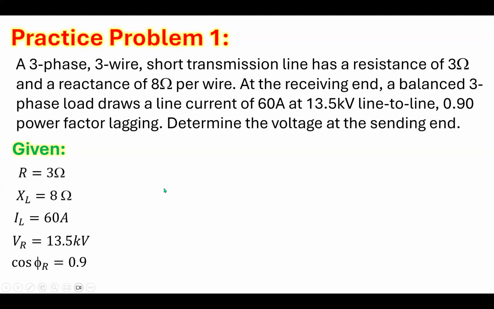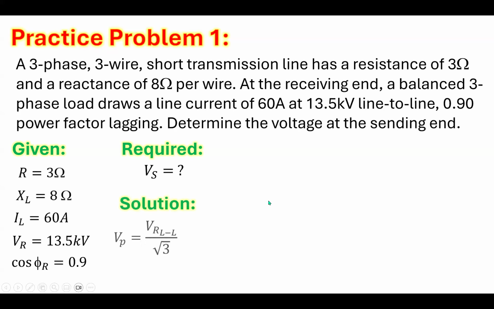So we will write all the given first. The resistance is 3 ohms and the reactance is 8 ohms per wire. The line current is 60 amperes. The receiving voltage is 13.5 kilovolts and the power factor is 0.9. We are asked to solve the sending end voltage.